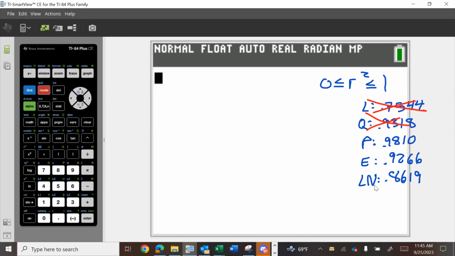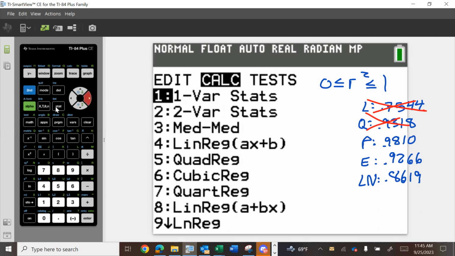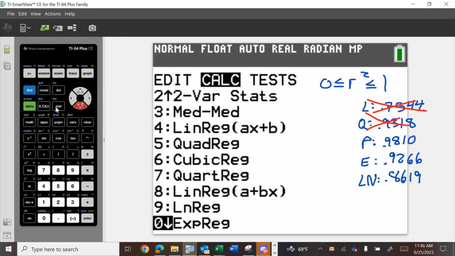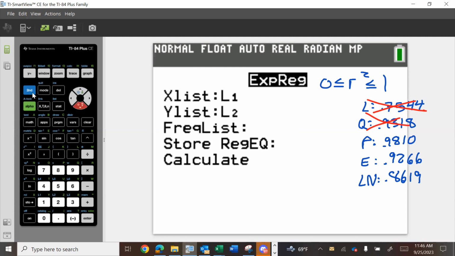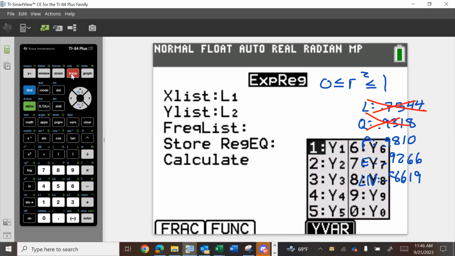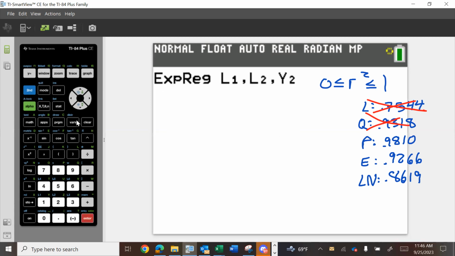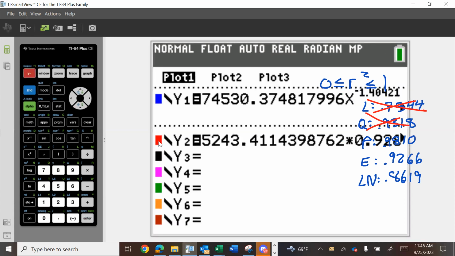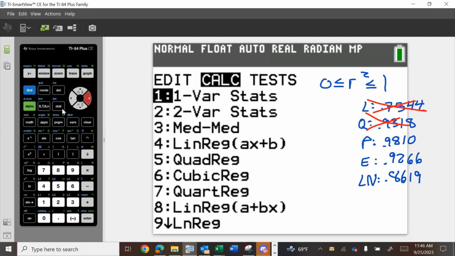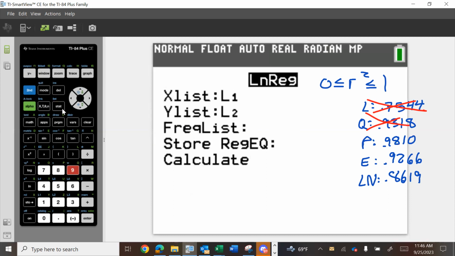Now let's do exponential and logarithmic. For exponential, I'm going to go to exponential regression. I'm going to go to store regression equation and say alpha trace. But if I do Y1 now, the exponential equation will overwrite the power model. So I don't want to do that. I'm going to put it in Y2, and that one's going to be red, I think. So there's the red one, the exponential. And then I'm going to do the logarithmic one, number 9, and I'll stick this one in Y3.